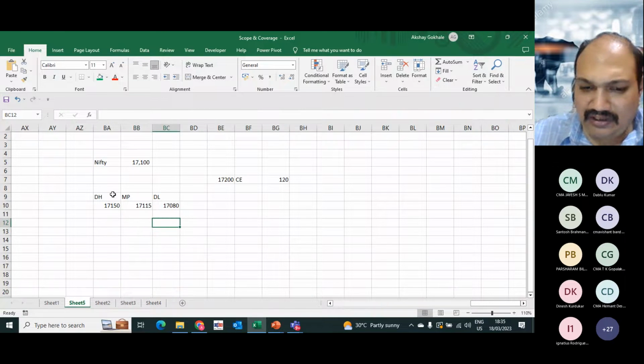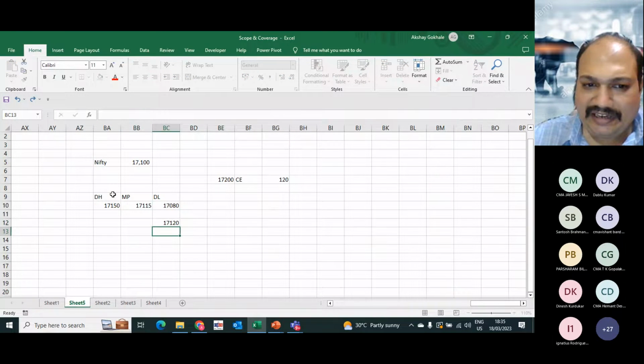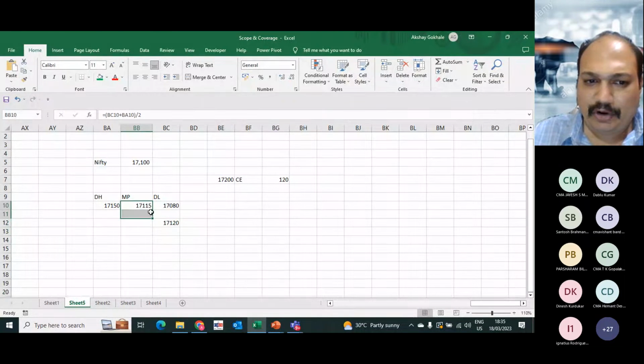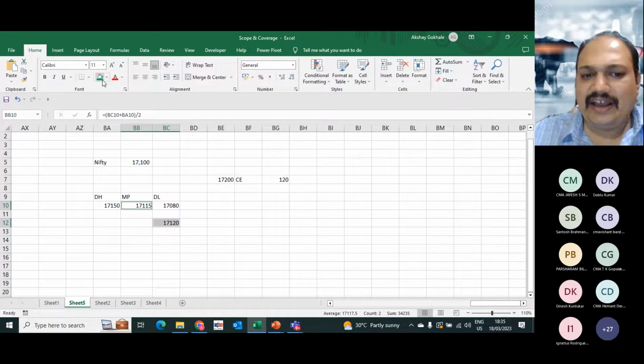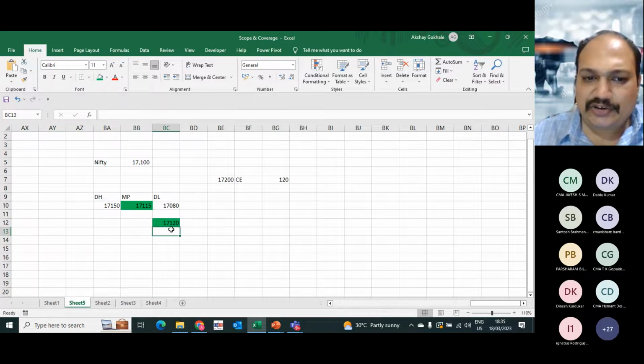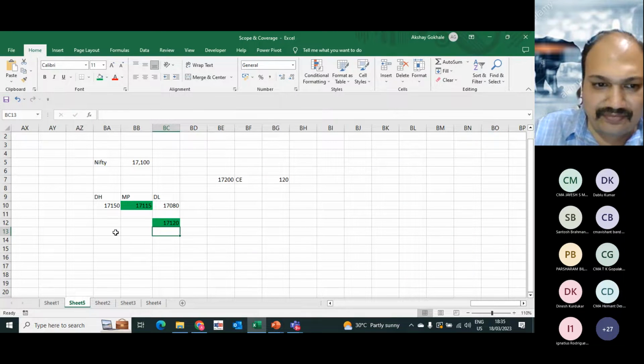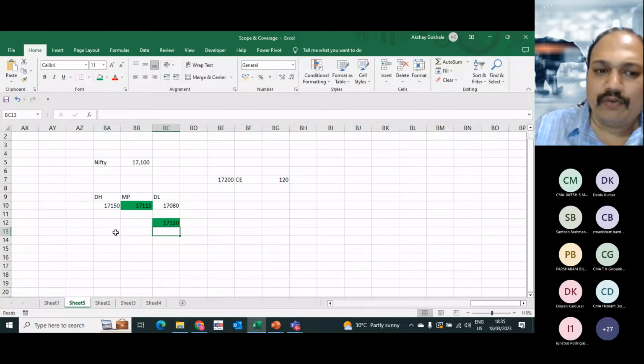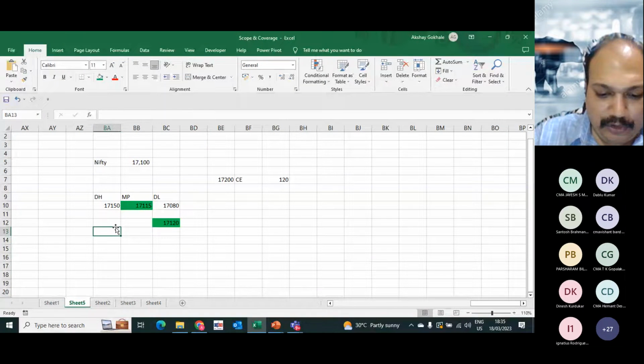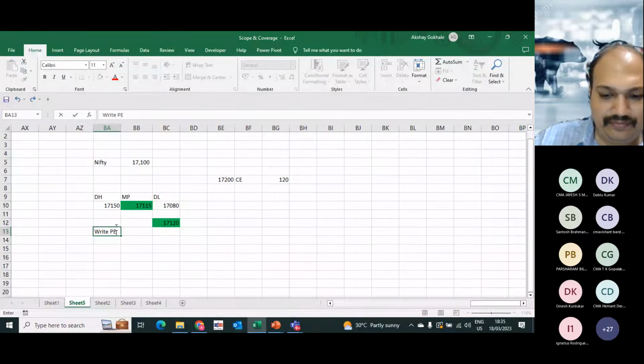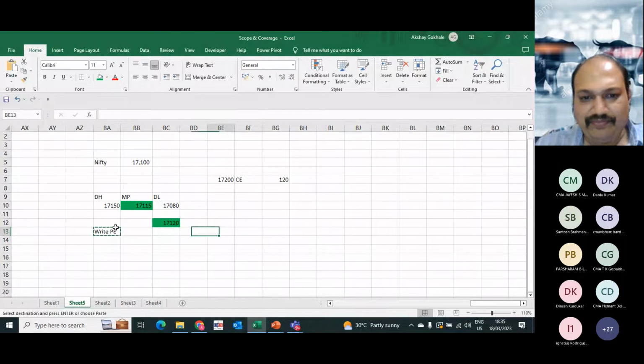If Nifty is at 17,120, it means it is near the midpoint and above the midpoint. In that scenario, what do you have to do? Of course, the market will go up. Why? Because it is above the midpoint, right? So in that scenario, you can write put.